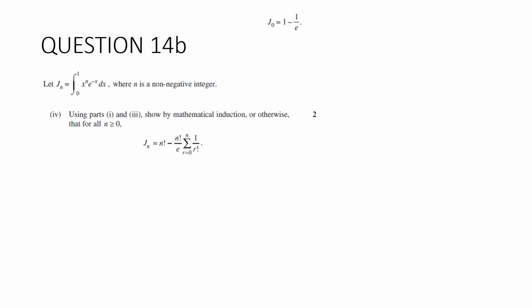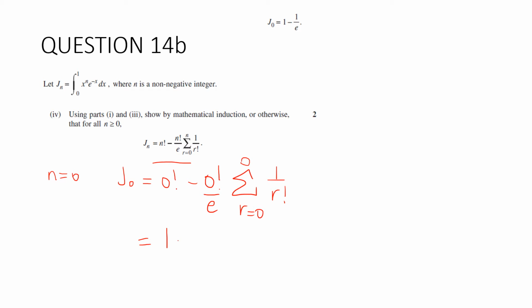Part 4, using parts 1 and 3, show by mathematical induction or otherwise that for all n greater than or equal to 0, this is true. So let's start with n equal to 0. J naught will equal 0 factorial, take away 0 factorial on e, multiplied by the sum from r equal to 0 up to 0 of 1 on r factorial. Now we need to know that 0 factorial is equal to 1. So this is equal to 1, take away 1 on e, and this thing here is equal to 1. So J naught is equal to 1 minus 1 on e. Therefore, it is true for n equals 0.